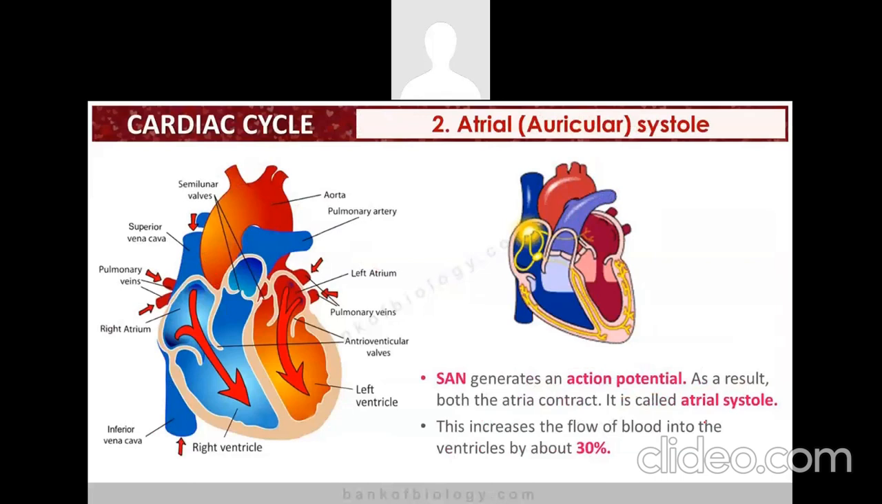When this blood starts slowly flowing, as you can see in the diagram, the SAN generates an action potential. As a result, the atria begin to contract, and this process is called the atrial systole. So this will increase the flow of blood into the ventricles by around 30%.